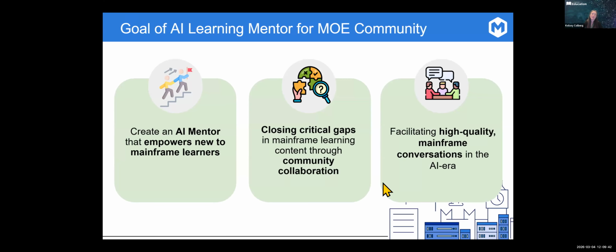So we talked about the problems we saw in the industry, and we talked about what Mainframe Open Education is. Now I want to talk about what our goal is here, what we set out to do. The goal was to create an AI learning mentor for the Mainframe Open Education community. We wanted this AI mentor to be created to empower new mainframers to easily access education.